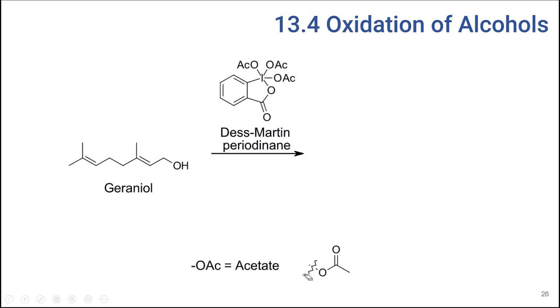Another reagent that we can use that is milder is the Dess-Martin periodinane. You don't need to know the structure of that. Those OAc groups are acetate groups, which are shown here. We're just going to use DMP as the acronym for this. So this is the abbreviation. The Dess-Martin periodinane is a milder reagent that will stop primary alcohol oxidation at the aldehyde.